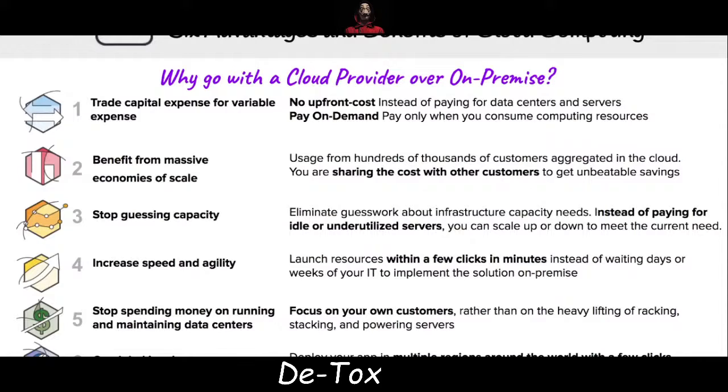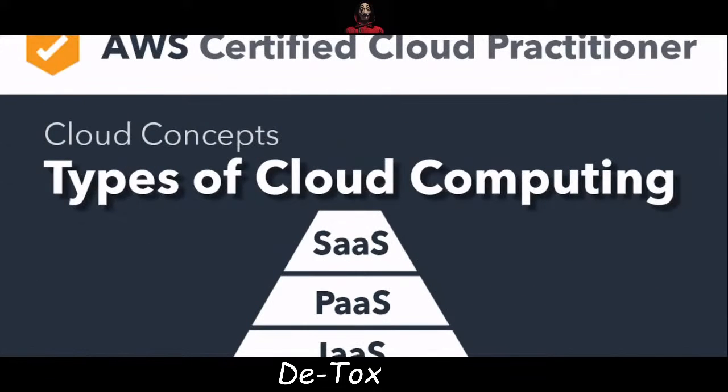And the last point here is go global in minutes. So deploy your app in multiple regions around the world with a few clicks. Provide low latency and a better experience for your customers at minimal cost. And so when you have an on-prem environment, that data center is, I don't know how many people can afford multiple data centers, but with AWS and cloud computing, you're going to have a lot more reach. Okay, so those are the 6 advantages and benefits of cloud computing, and this definitely shows up on the exam, so you do need to know these 6 points.